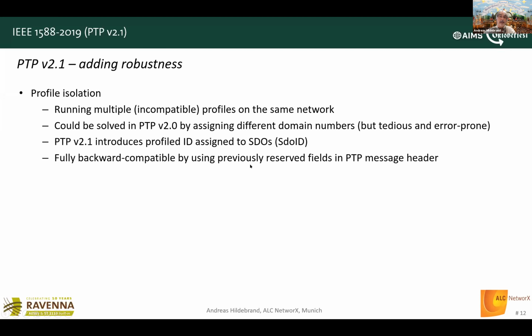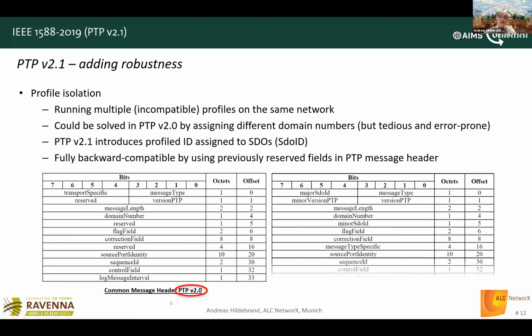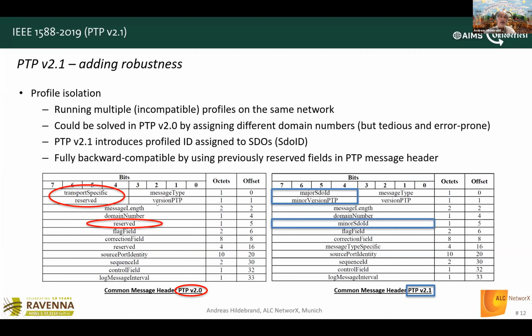This is a fully backward compatible step which uses previously reserved fields in PTP header messages. So if you look at a PTP version 2 header message, compare it to a PTP version 2.1 header message, you see the size hasn't been changed. All the fields which were not reserved are in the same place. And the SDO ID is making use of the reserved fields from the version 2.0 header by adding information into those fields. So that's full backward compatible process, because version 2.0 devices which are not aware of these SDO IDs just ignore it and work as they did before.